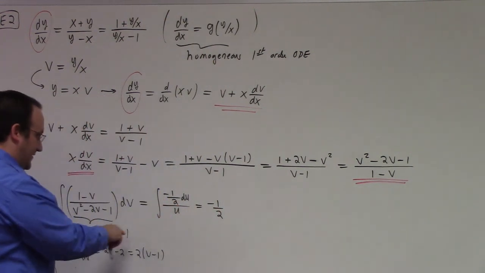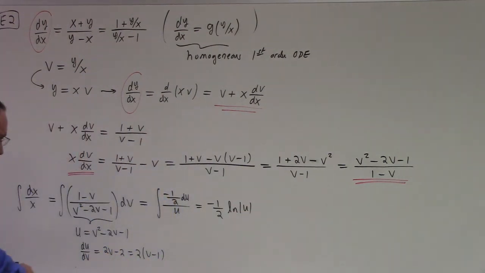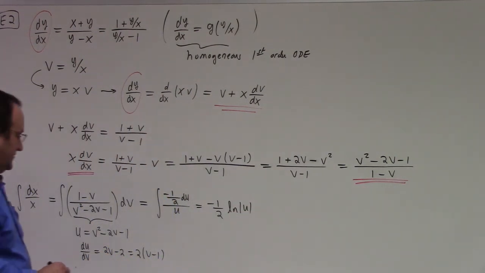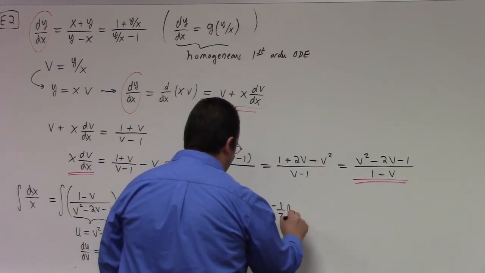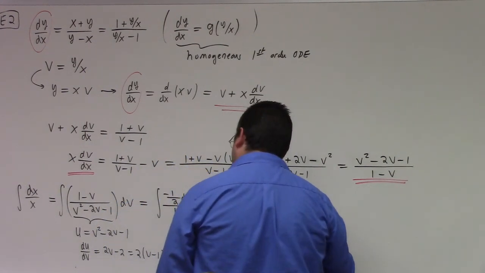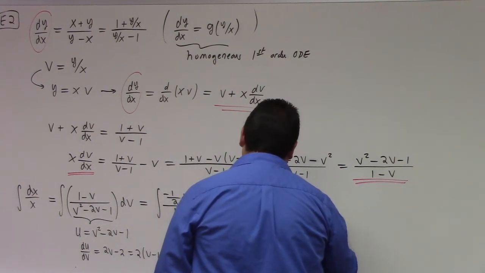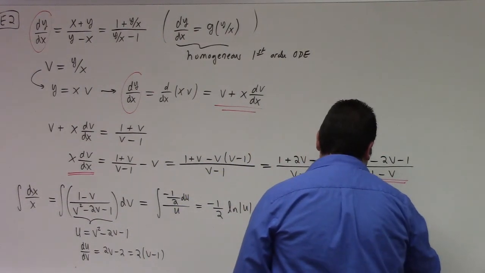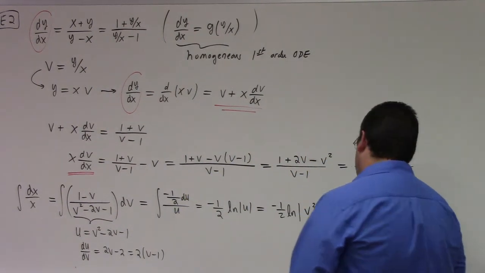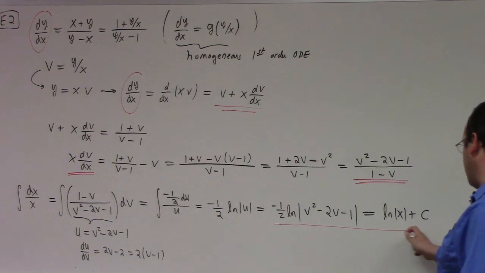Minus 1/2 natural log, the absolute value of u, but u is what? Oh, yeah. That's minus 1/2 natural log, the absolute value of v squared minus 2v minus 1. Okay, that's going to be equal to the natural log of the absolute value of x plus a constant, right? And so this, great. Now we just have to unsubstitute our substitutions, so to speak, right?